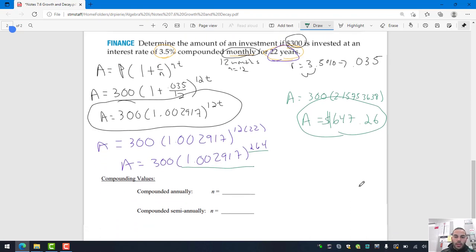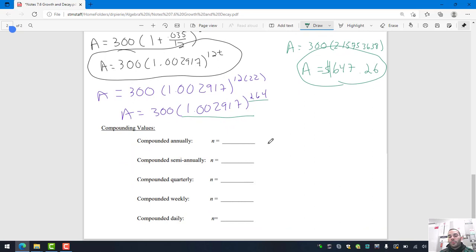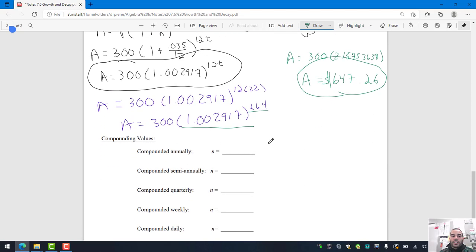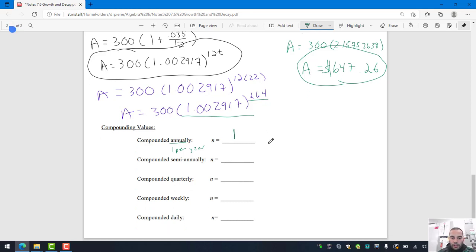Okay, so this example was compounded monthly, but there's different words we could throw at you, and here's what you need to know. If I say the word annually, that just means once per year. If you see the word annually, N is going to be equal to 1. If you see the word semi-annually, semi-annually means twice per year. N would be equal to 2.